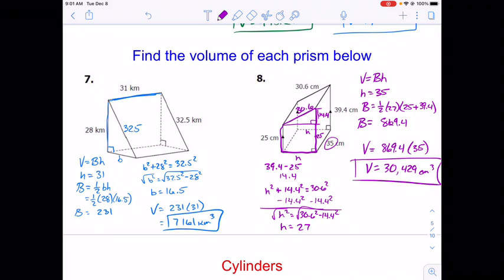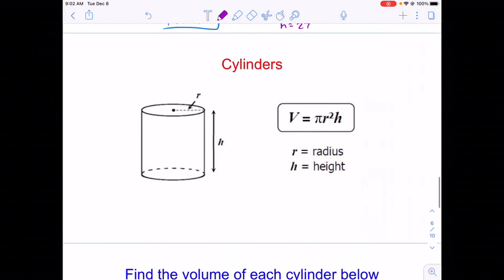Okay, so we had to do a little work there, nothing too difficult. You're going to use Pythagorean theorem most of the time when you have to do some of these. All right, let's take a look at cylinders now. Whenever we work with cylinders or something has a base of a circle, it just becomes easier.